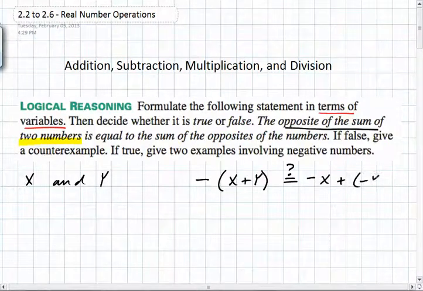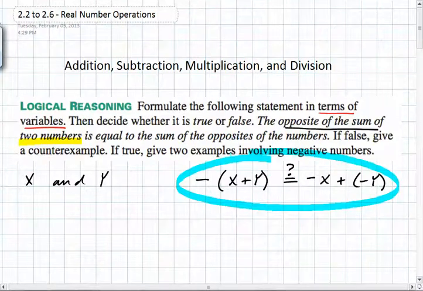You are tasked with figuring out if this statement right here, is this always true? If it isn't true, give an example that makes it not true. And if it is true, give two examples involving negative numbers.